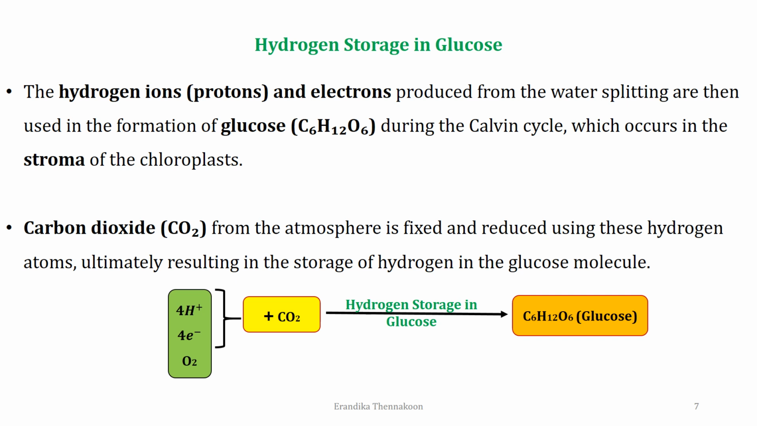Next, the protons and electrons produced from splitting water are crucial. The hydrogen or protons and electrons which are released combine with carbon dioxide to produce glucose. The chemical formula for glucose is C6H12O6. The formation of glucose occurs during the Calvin cycle in the stroma of the chloroplast.